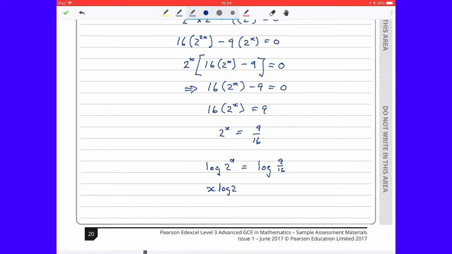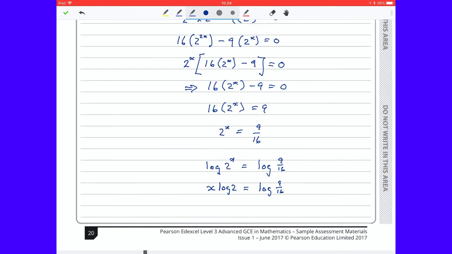And then we have x log 2 equals log 9/16. Now we're asked for the exact answer, which is why I'm keeping it in logs. x is equal to the log of 9/16 divided by the log of 2. And I'll write at the side logs to any base. And whatever the base is, you'd get the same answer.